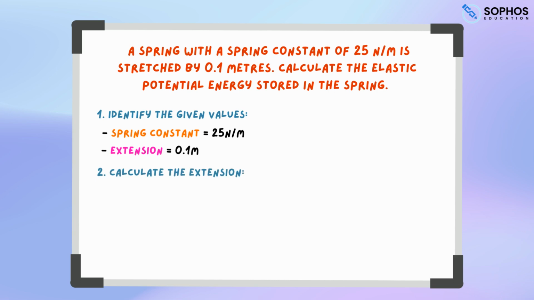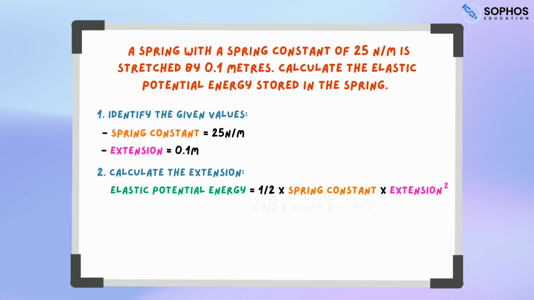We can apply the formula for elastic potential energy, which is equal to 0.5 times the spring constant times the extension squared. Then substitute the values into the formula. The elastic potential energy equals 0.5 multiplied by 25 multiplied by 0.1 squared. From this, we can calculate the value. The elastic potential energy is equal to 0.5 multiplied by 25 multiplied by 0.01, which equals 0.125 joules. So the elastic potential energy stored in the spring is 0.125 joules.